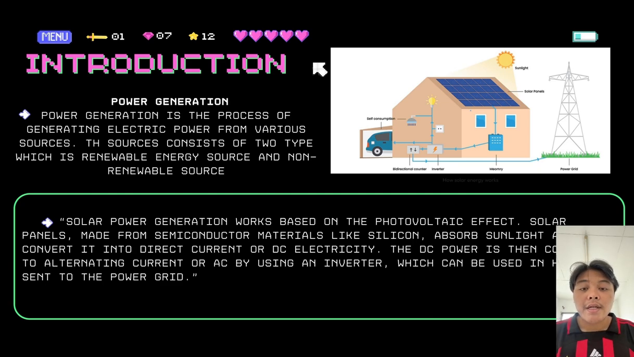Solar power generation works based on the photovoltaic effect. Solar panel made from semiconductor materials like silicon absorb sunlight and convert it into direct current or DC electricity. The DC power is then converted to alternating current or AC by using an inverter, which can be used in home or sent to the power grid.